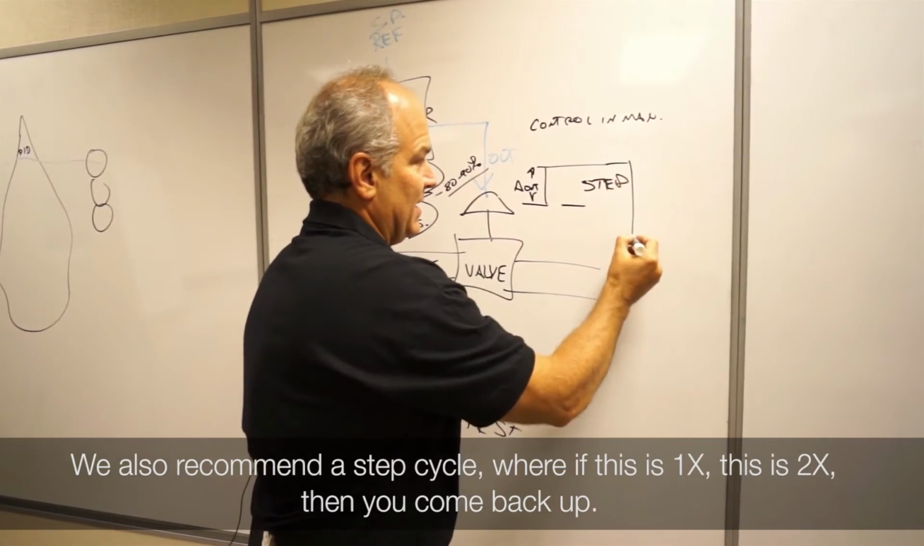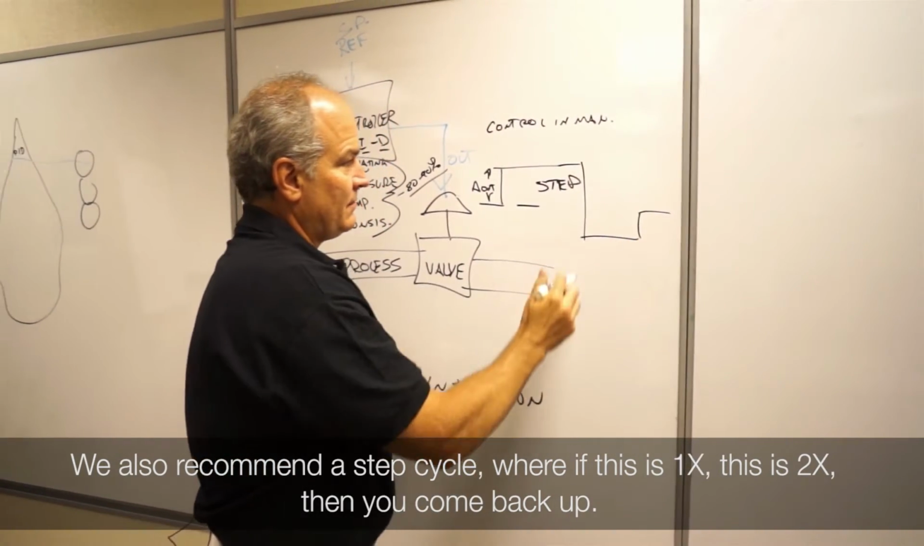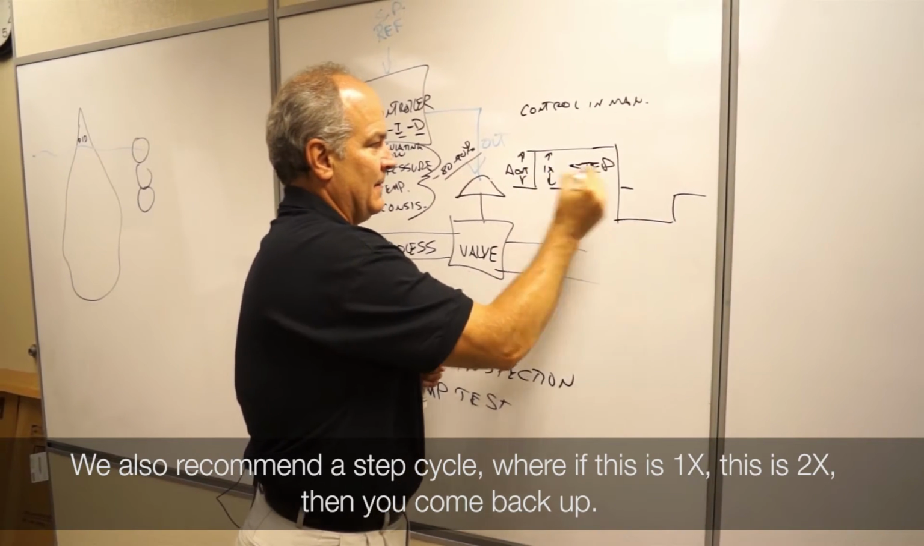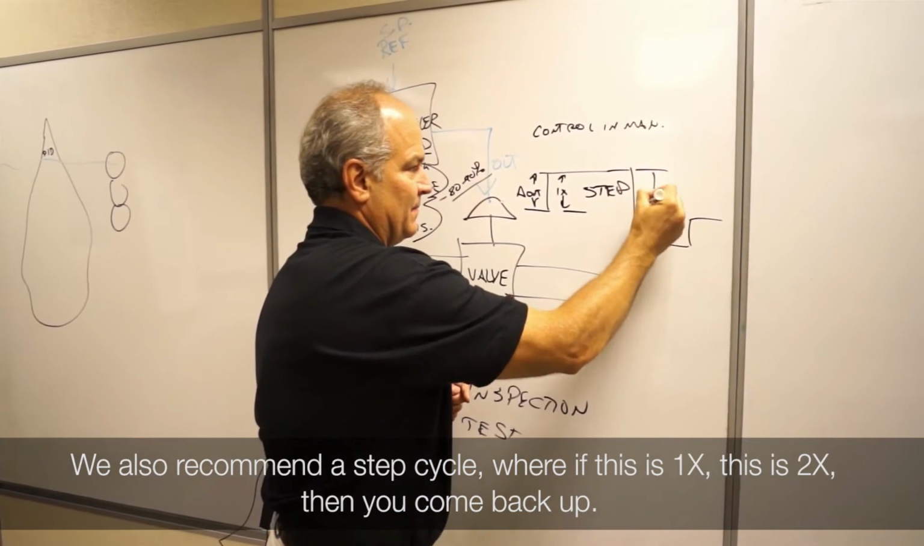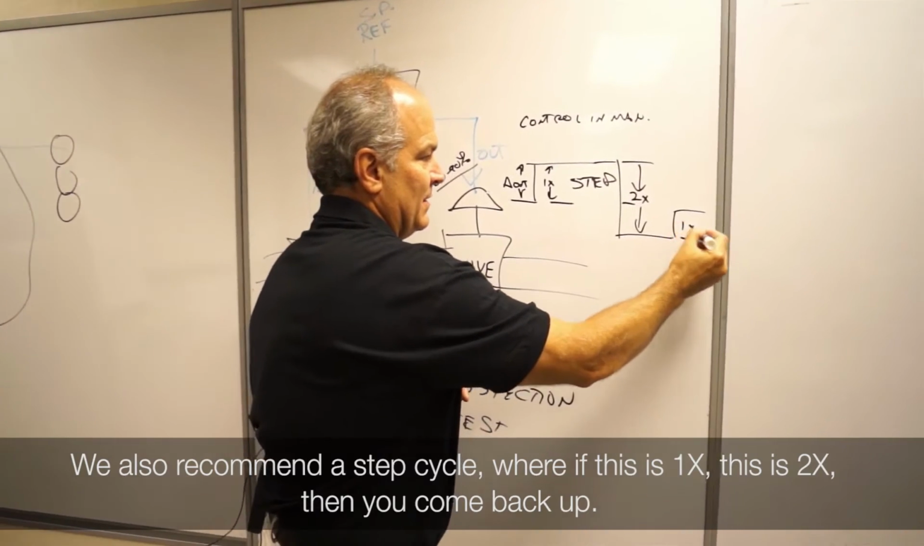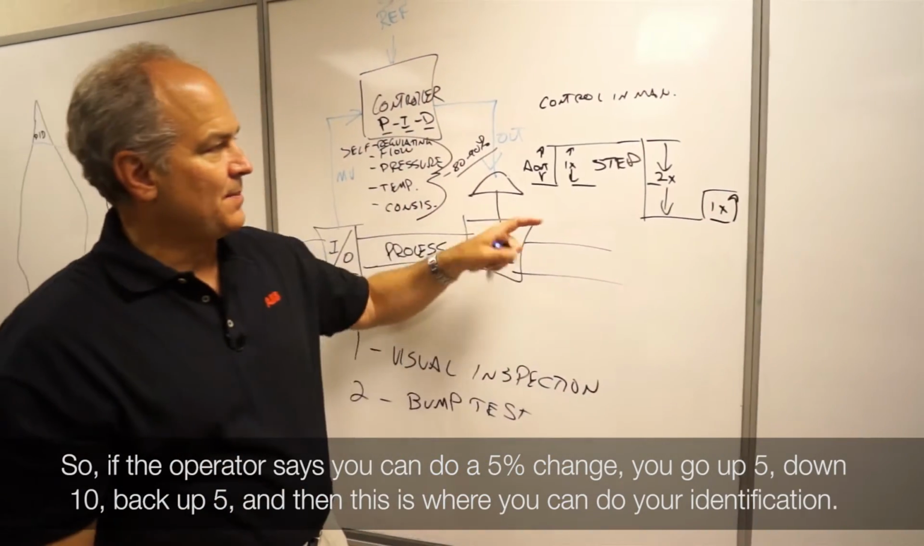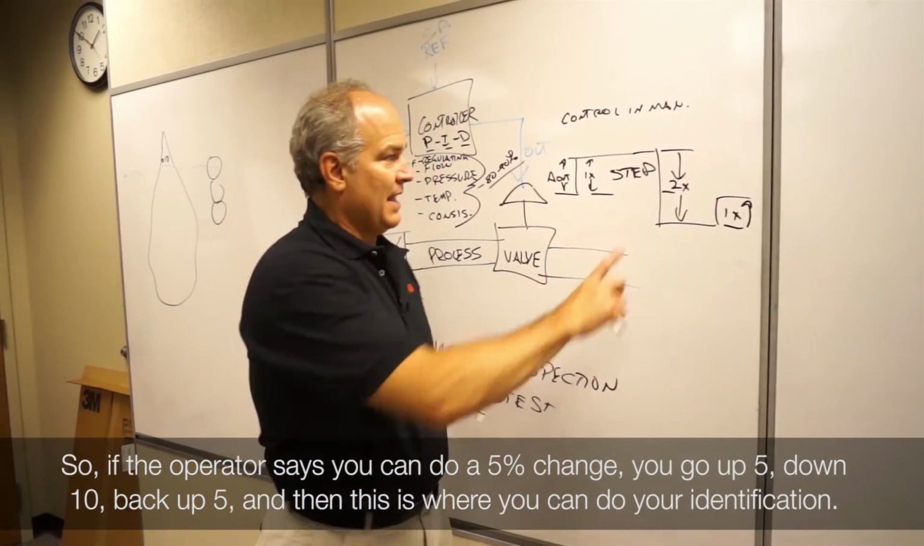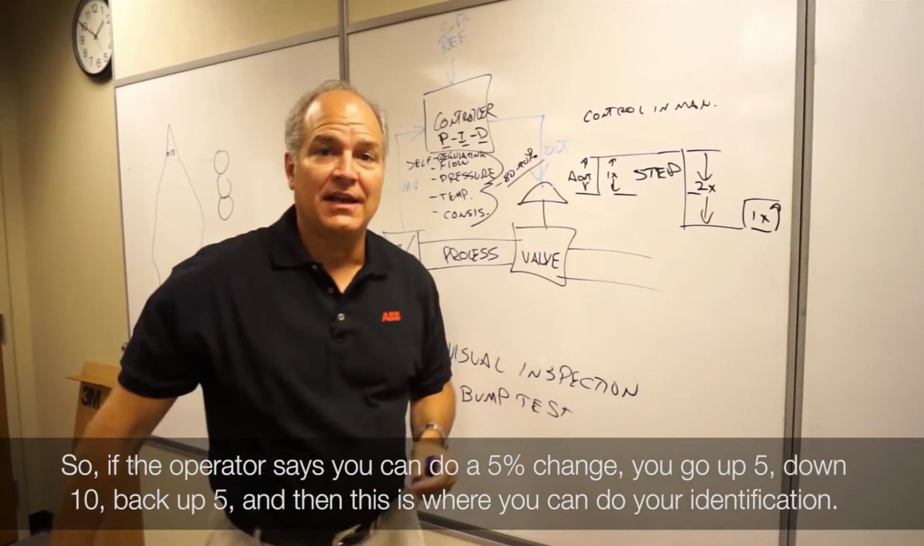We also recommend a step cycle where if this is 1x, this is 2x, and then you come back up. So if the operator says you can do a 5% change, you go up 5, down 10, back 5, and then this is where you can do your identification.